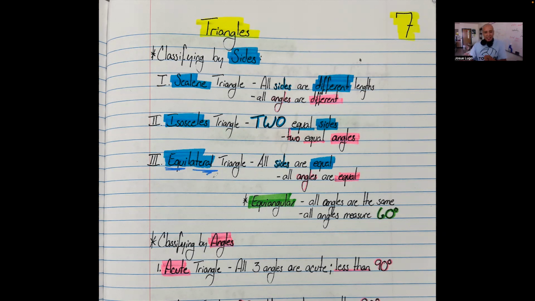So equal sides. That means that all the sides of this triangle, ladies and gentlemen, all the sides are equal. So all three sides will be the same. And if all three sides are the same, then all of the angles will be the same as well.